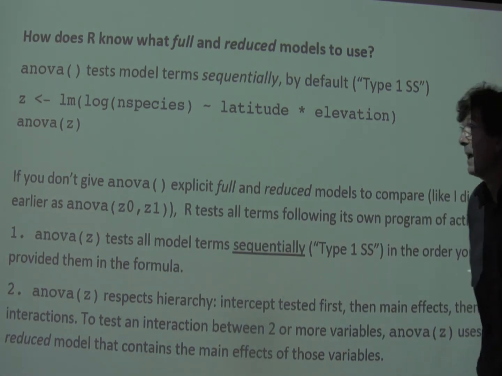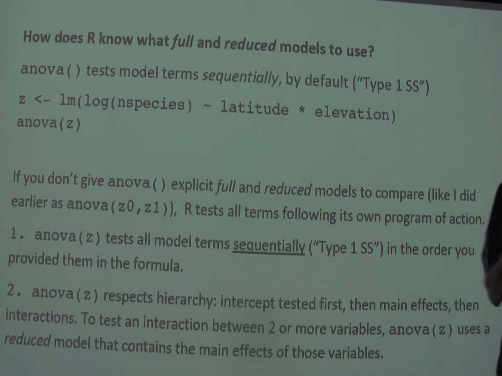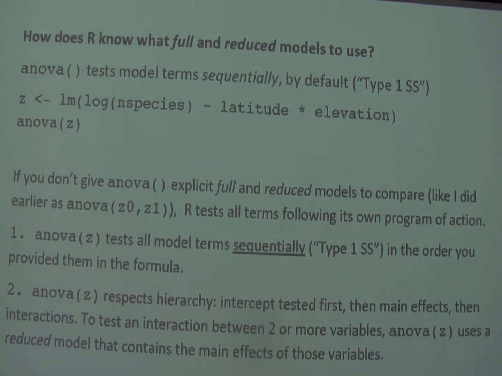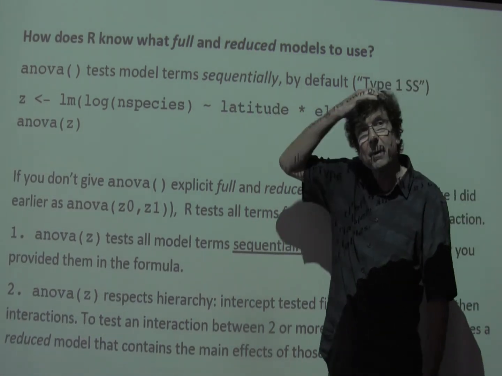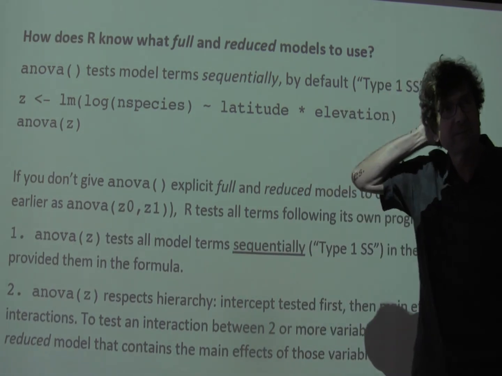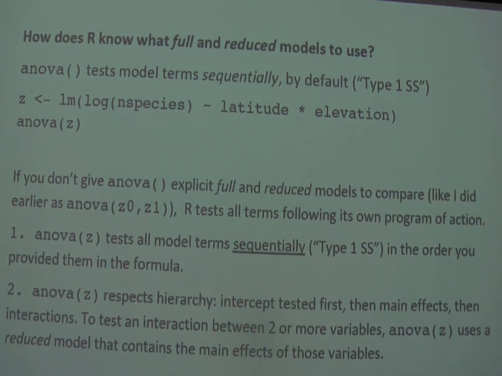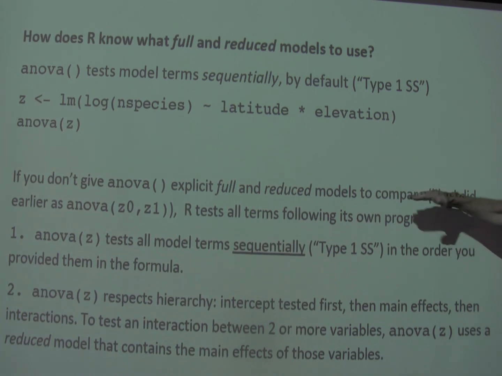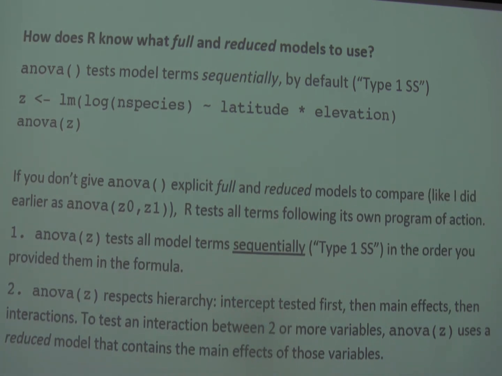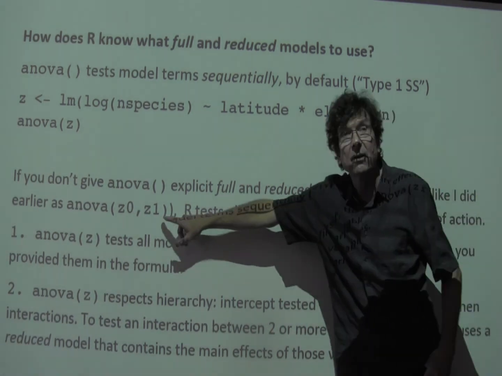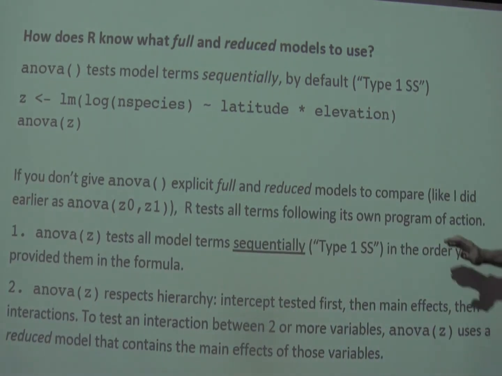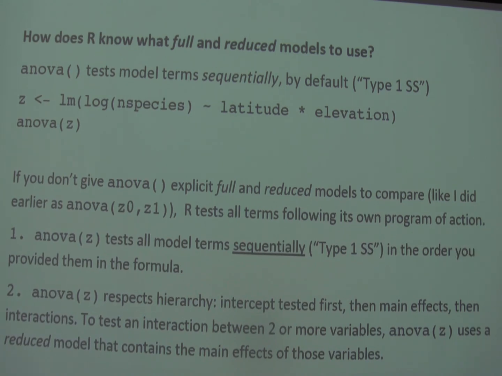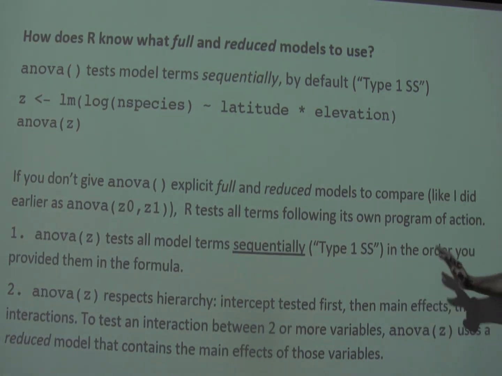So if you just go ANOVA Z, R will exercise its own program of action. And it will do this by default by testing the terms sequentially. So if you don't give ANOVA an explicit full model and an explicit reduced model to compare yourself, like I did here earlier in my first example, R follows its own program of action, and these are the rules that R applies.